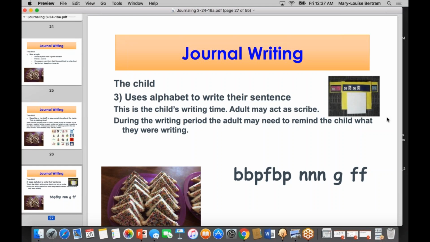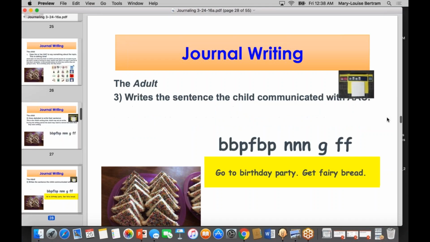So we can't see inside the child's head. We don't know they've written that exact sentence. But what we can do is talk to them about it. So I'm not going to write in that child's journal. There are some teachers and staff who will then write that sentence, go to birthday party, get fairy bread. Oh, this is what you said you were going to write about. Go to birthday party, get fairy bread. I'm going to write that underneath your writing.